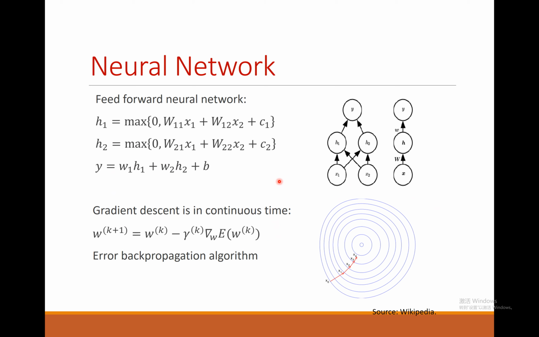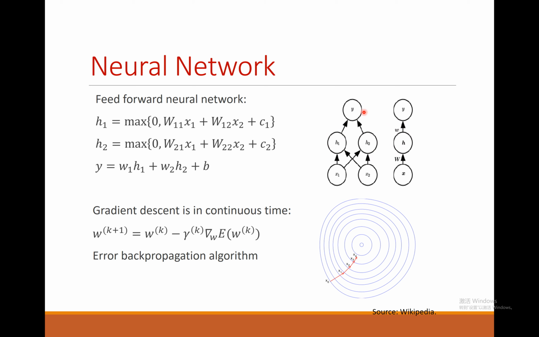So let me briefly introduce the neural network. Here is a very simple example of a neural network, which has an input layer, a hidden layer, and an output layer. The hidden layer is computed from the input layer by a weight matrix, and the output layer is computed by the hidden layer multiplied by a weight.